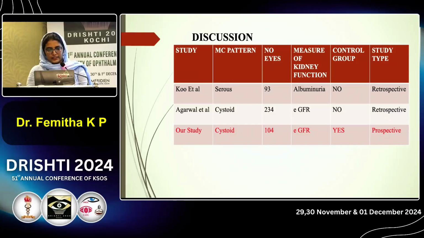One retrospective study conducted by Ku et al. found that cirrus was the most common pattern, and they used albuminuria as a measure of kidney function. Only one Indian study, also a retrospective study, found that cystoid macular edema was the most common pattern, and they used EGFR as a measure of kidney function. In our study also, we found that cystoid macular edema was the most common pattern.